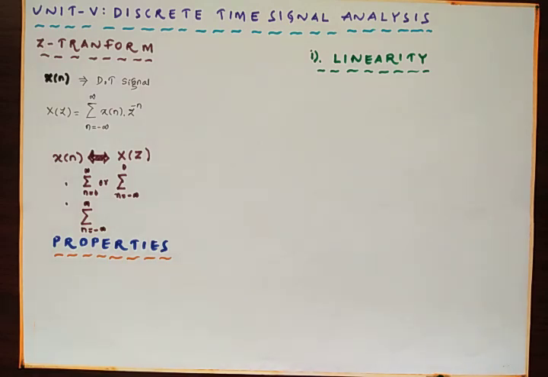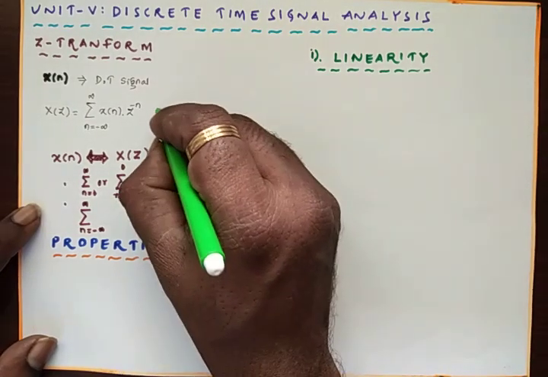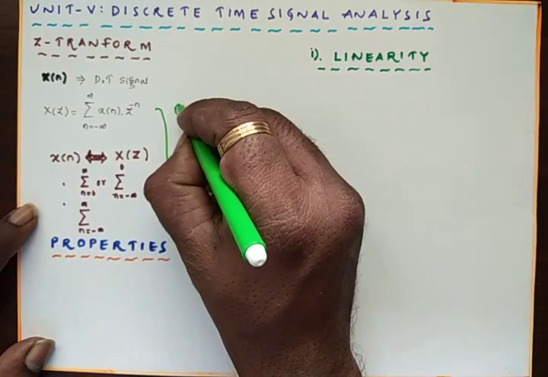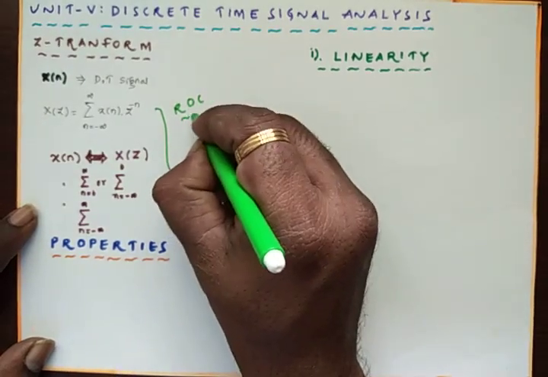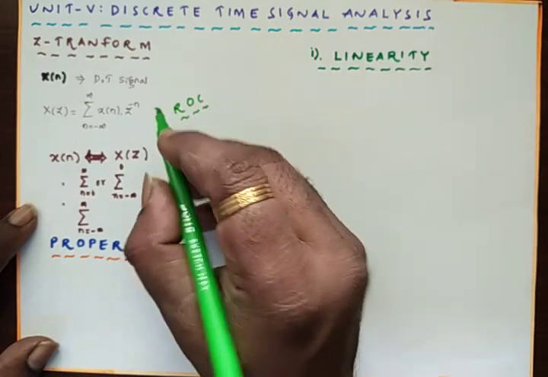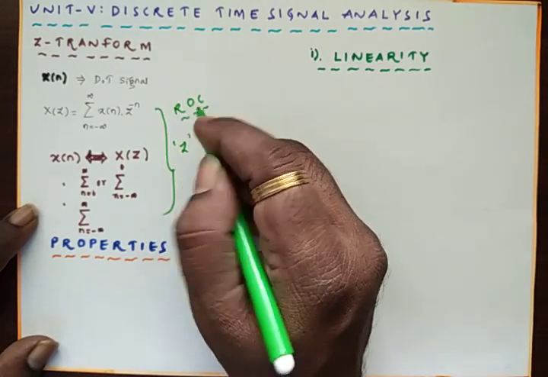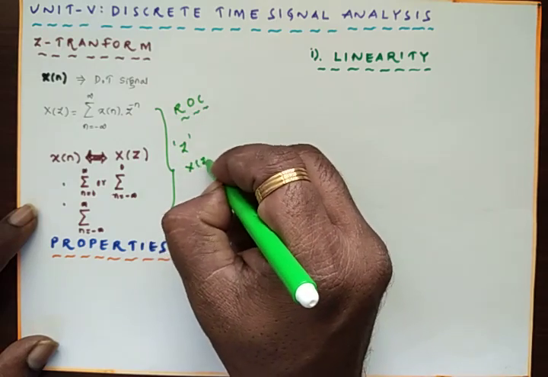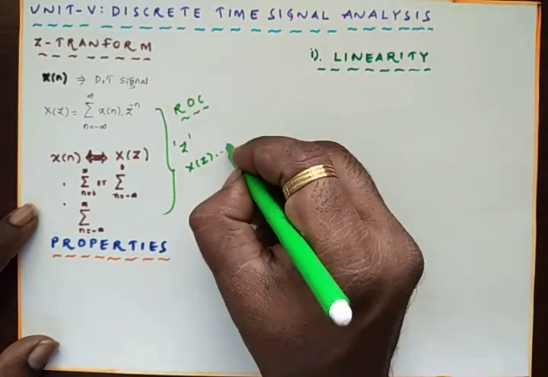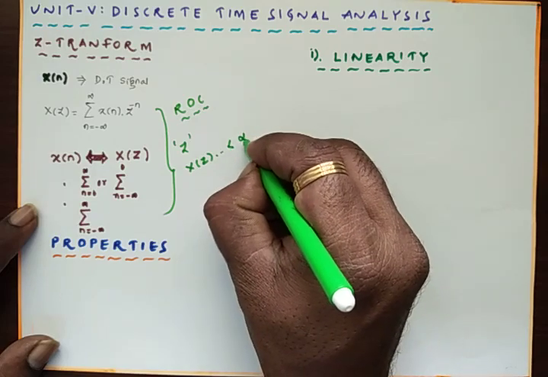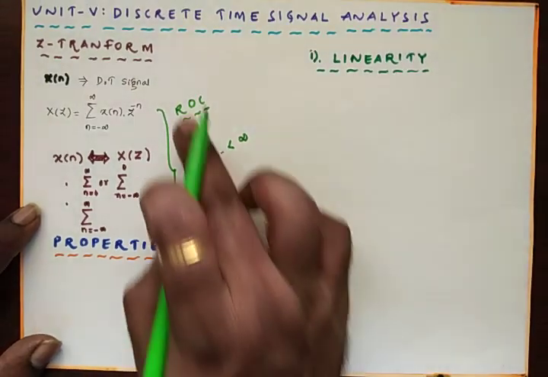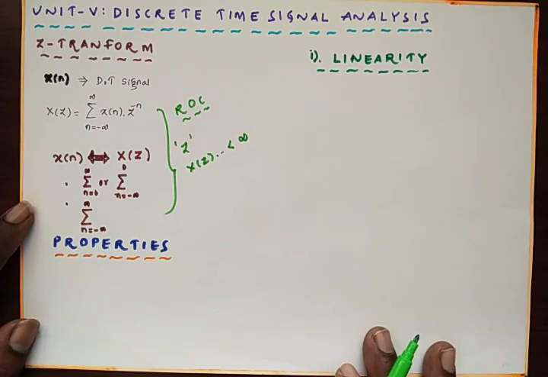In this class, I am going to explain some of the properties of the Z transform. In the last class, we also studied about the ROC. ROC is nothing but the region of convergence, that is, the values of Z for which X of Z converges, meaning it must be less than infinity. So ROC we have to plot in case of the Z transform.